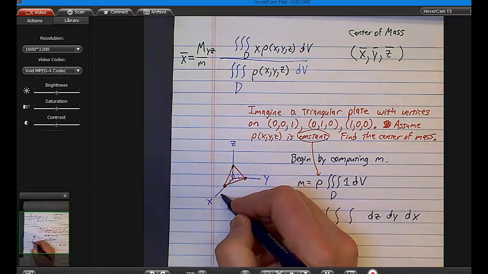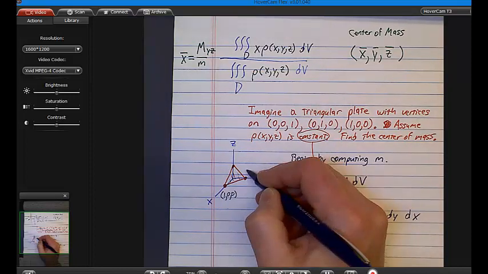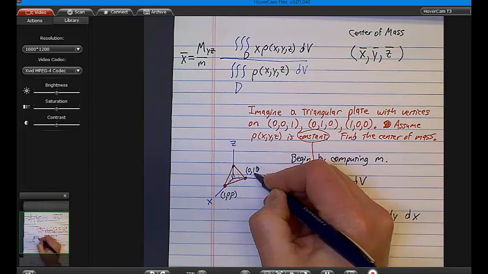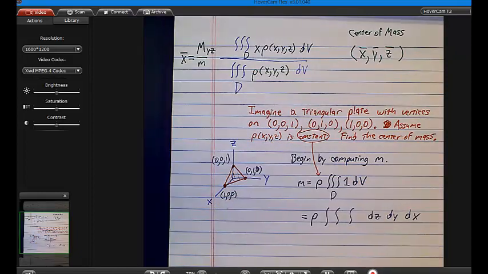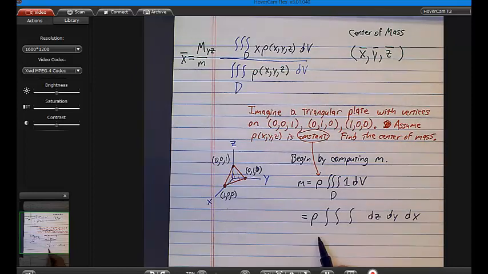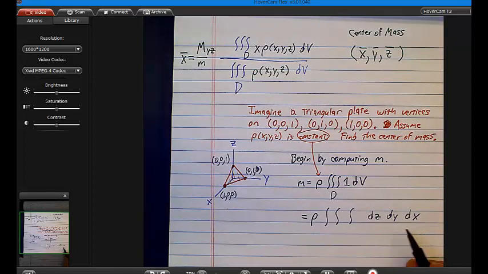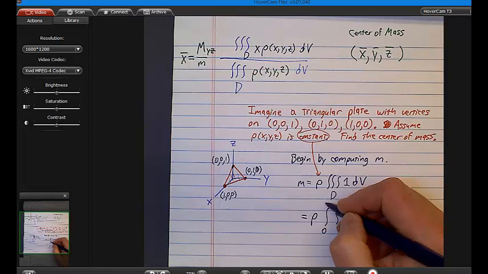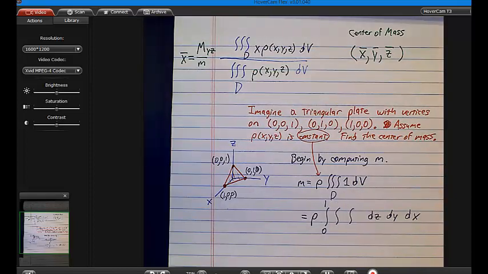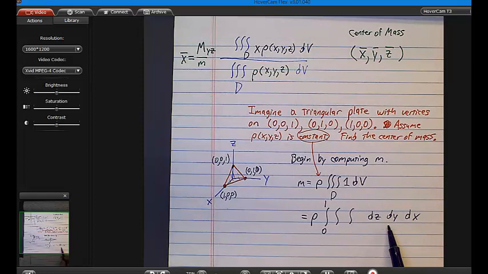Well, let's label these points. I think this is good practice. This is 1, 0, 0. This is 0, 1, 0. And here's 0, 0, 1. And I think maybe the easiest thing to do would be to work outside in. Because on the outside, when we do dx, the limits of integration are numbers, right? So what are they going to be? 0 and 1. But the next step, when we look at y, these have to be functions of what? Functions of x. You guys with me?